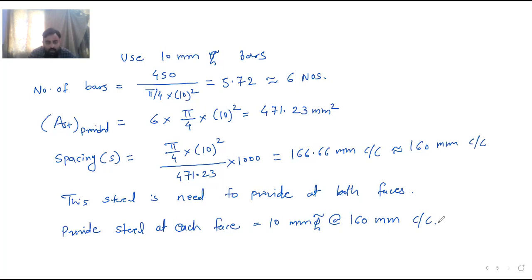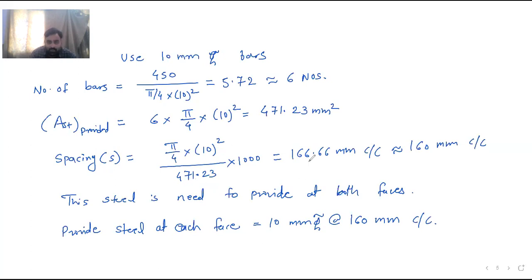So our AST provided is 471.23 right now. But actually, if we see now, we have reduced here the spacing. For 471, we have got 166. But now our actual spacing is 160. So what is our actual AST provided? Now see, we have to reshuffle the formula. How do we reshuffle? We know that spacing S is equal to what?